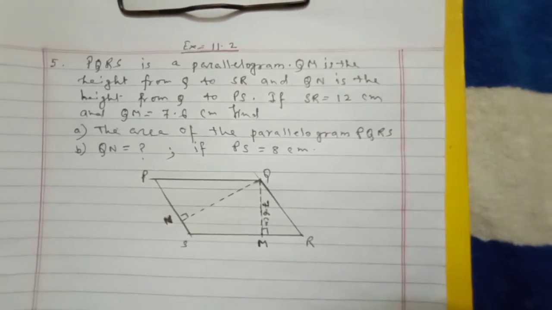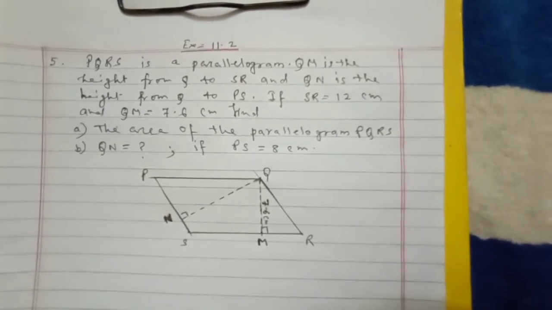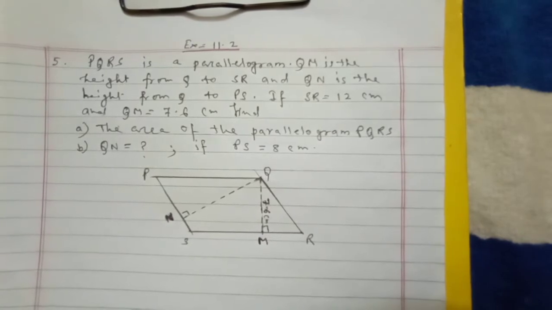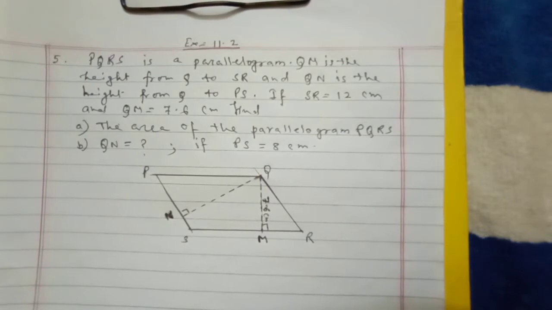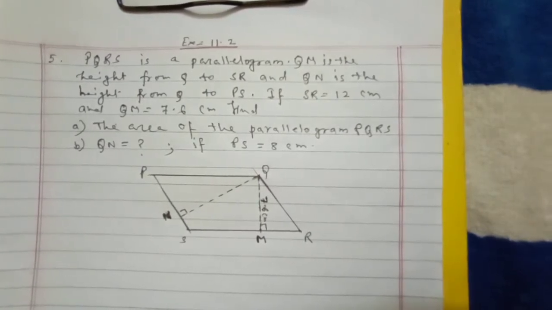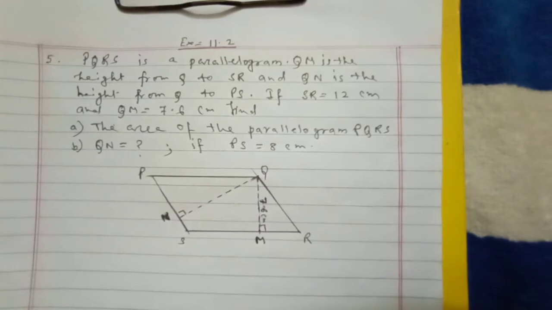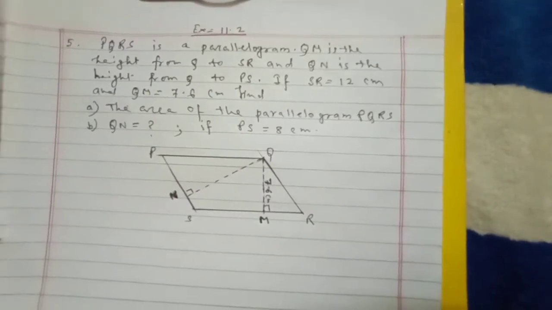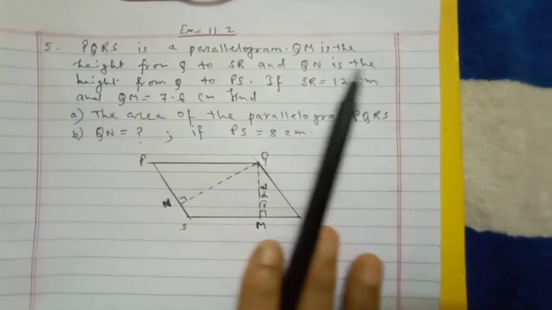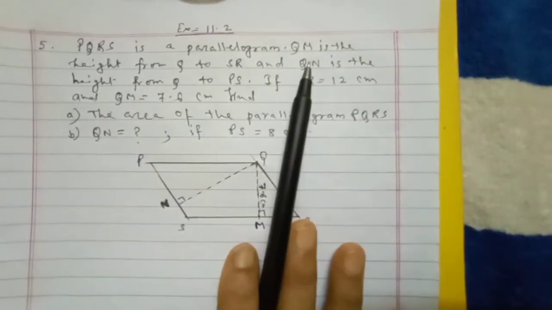In the previous video, I explained how the formulas to find the area of a parallelogram, area of a circle, and area of a triangle work. Now, by using these formulas, we have to solve this sum. Question number 5 is a very important sum. Try to understand it properly.